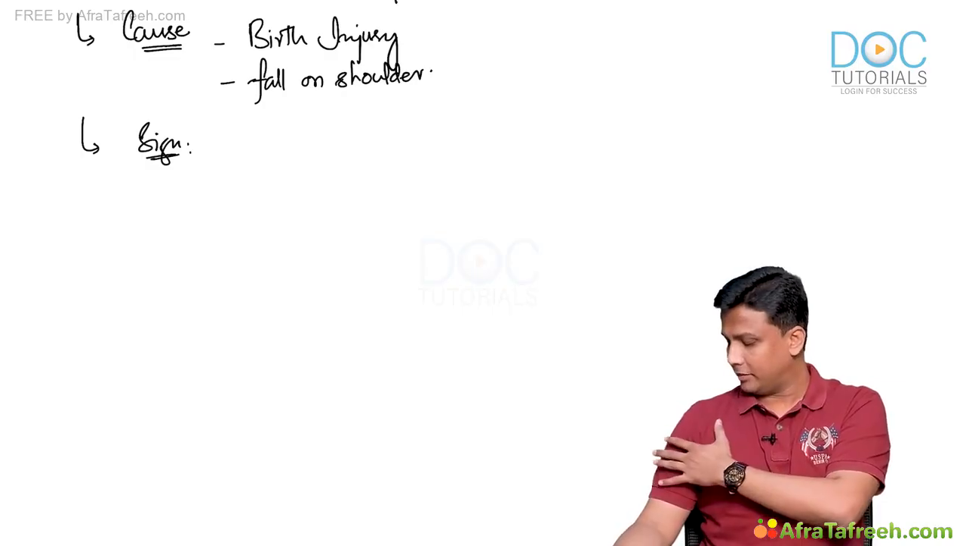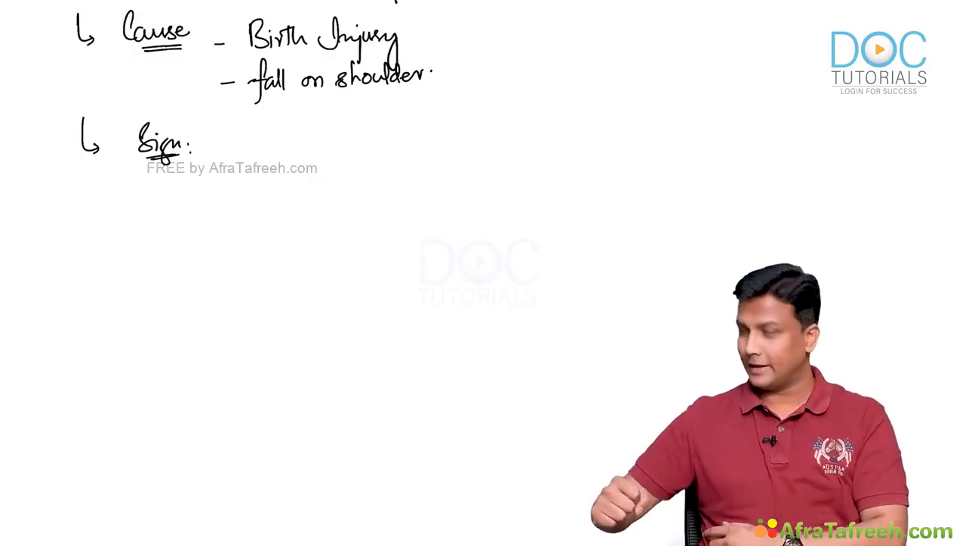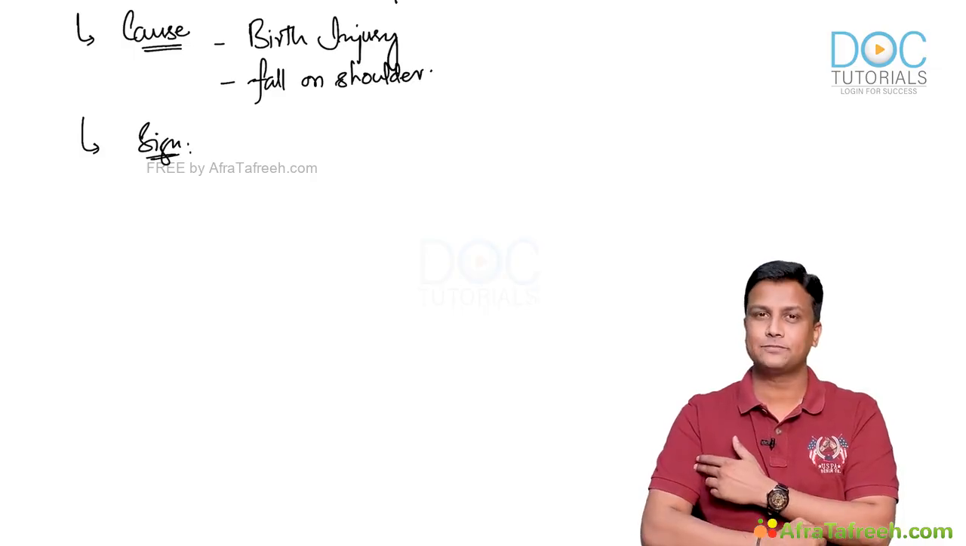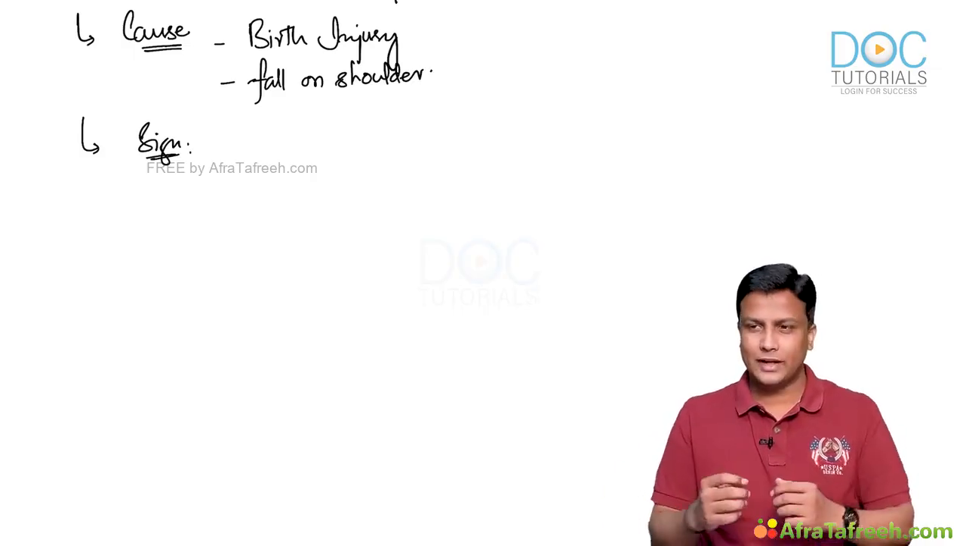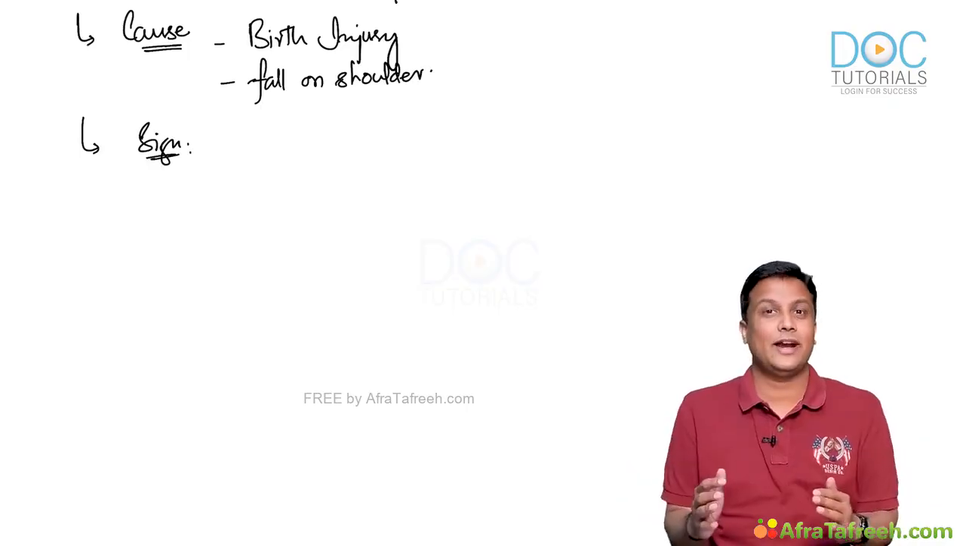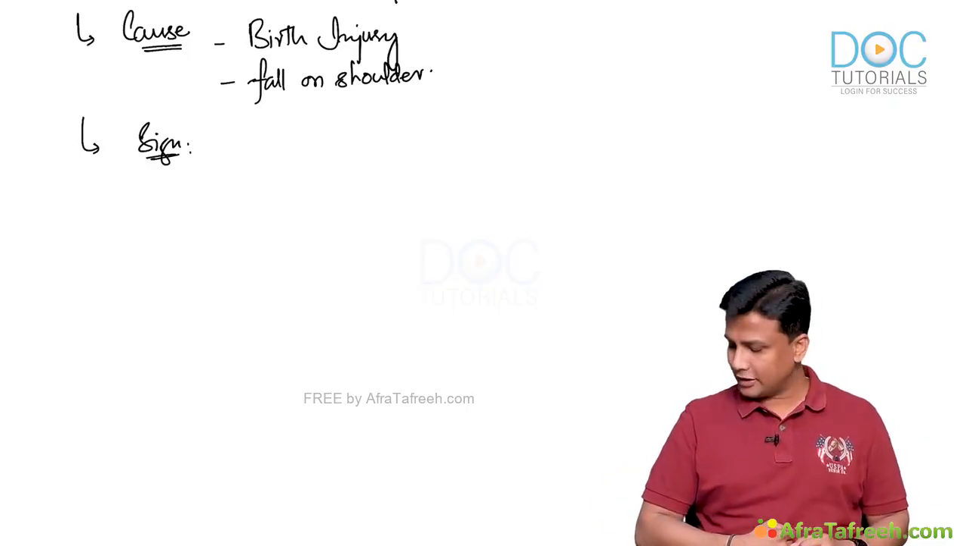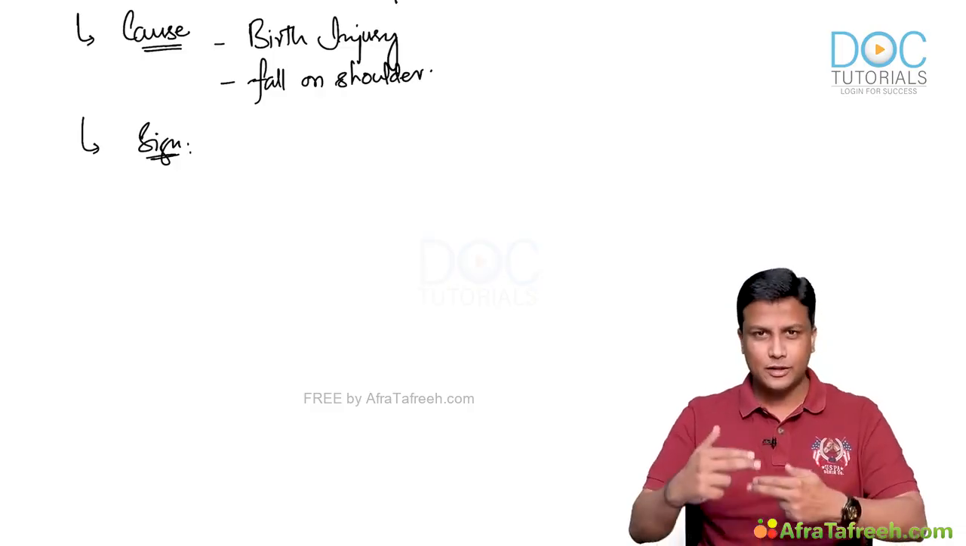Remember, your shoulder or your arm here will be adducted and medially rotated. Moving away is nothing but abduction, moving towards is nothing but adduction. So it is adducted and medially rotated. Then the next thing will be at the elbow. You just try to learn it step by step.